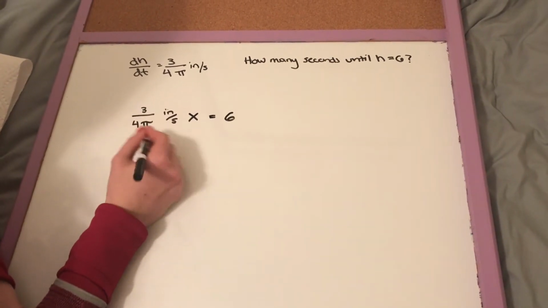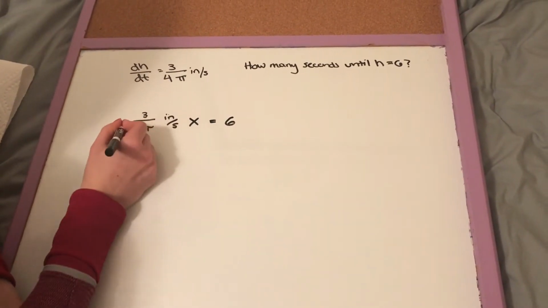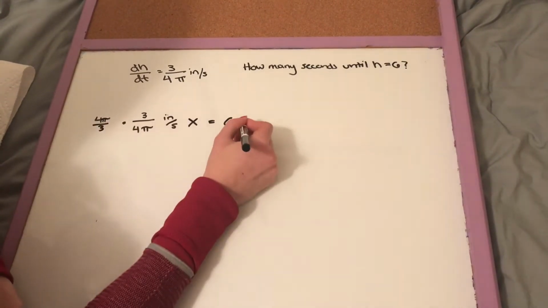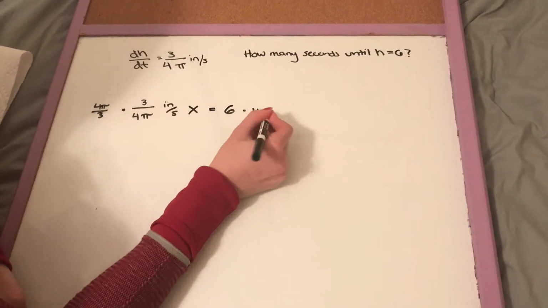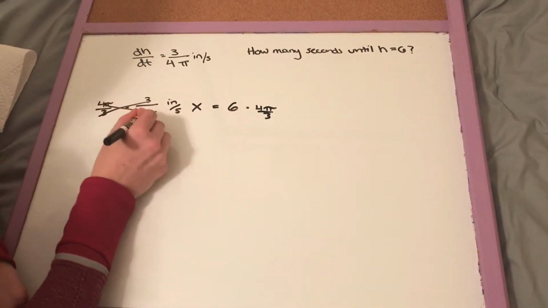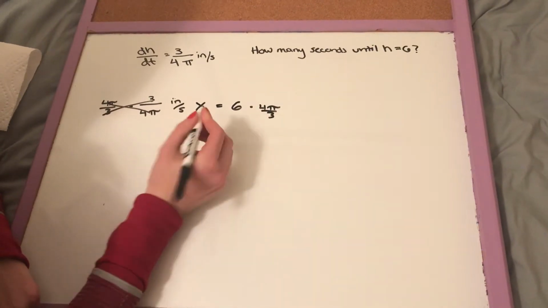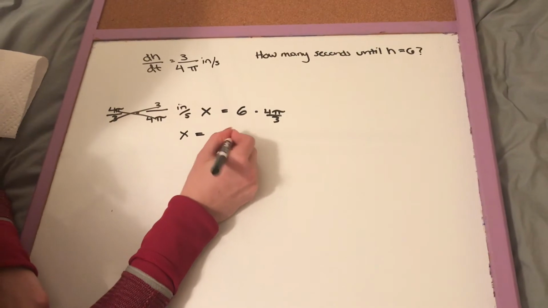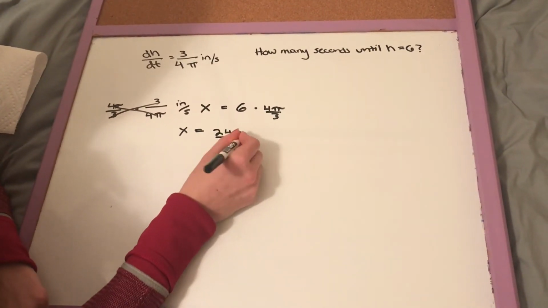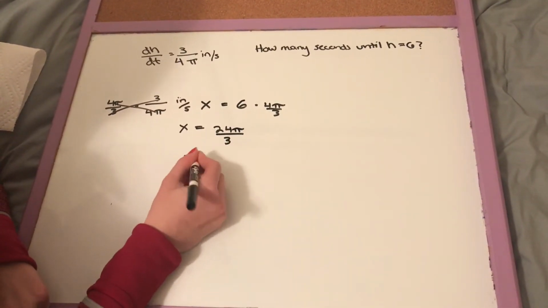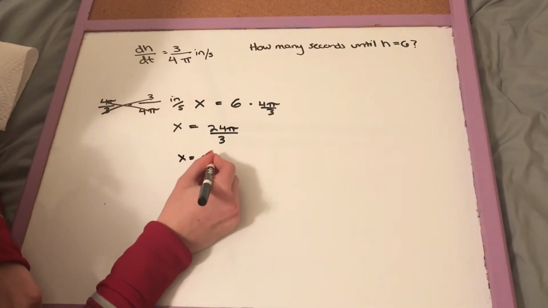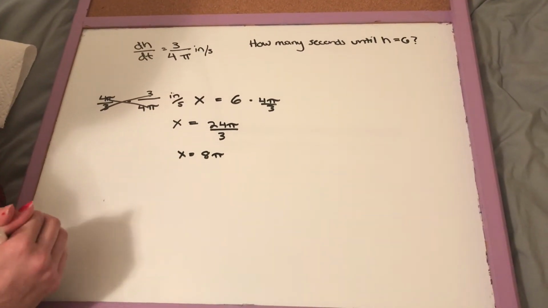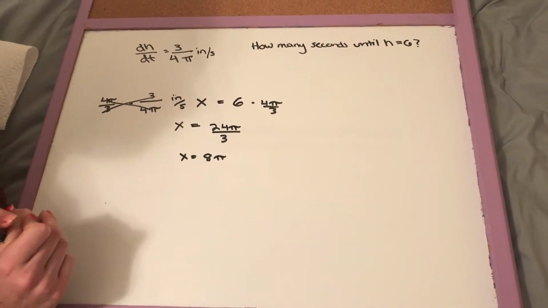Now you can just divide by 3 over 4 pi, but I'm just going to multiply it out. 4 pi over 3 times 3 over 4 pi, that cancels. And then x equals 24 pi over 3, which simplifies to 8 pi. So it takes 8 pi seconds for h to equal 6 for the cup to fill up.